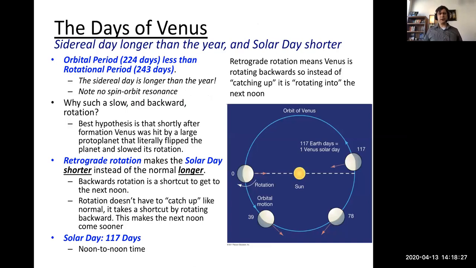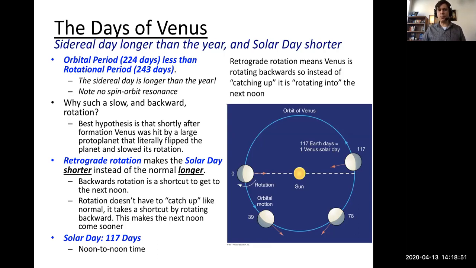And I want to talk a little bit about the strange days that we see on Venus. The orbital period is 224 days, which is less than its sidereal rotation period of 243 days. So a sidereal day is longer than its year, which is noteworthy in and of itself. You could play around with those numbers. There's no spin-orbit resonance, so it's not tidally locked to the sun.